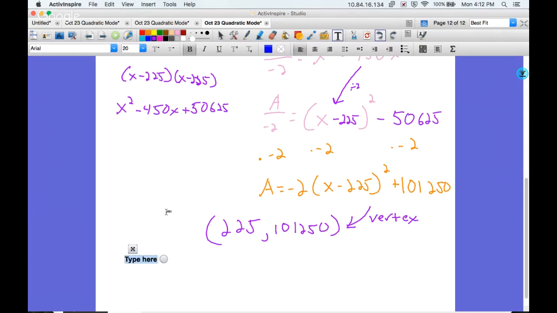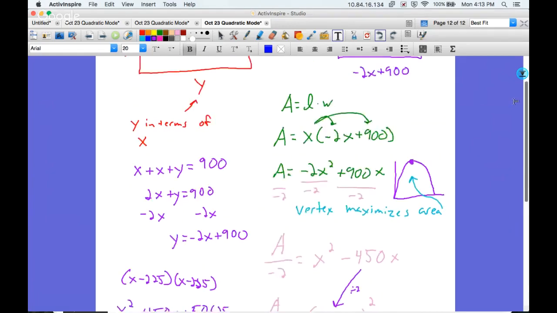All right. The width of the farm should be 225 feet. This will give us 101,250 square feet of farmland. The only thing missing is the length of this area here.